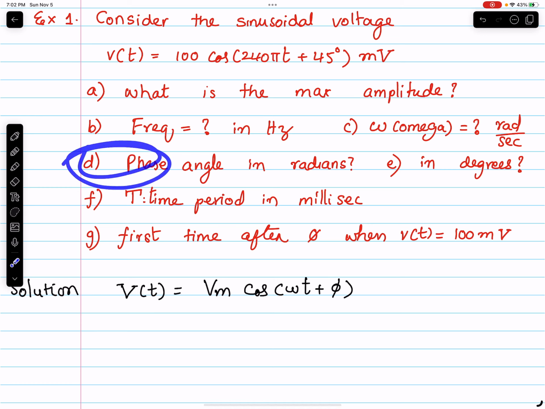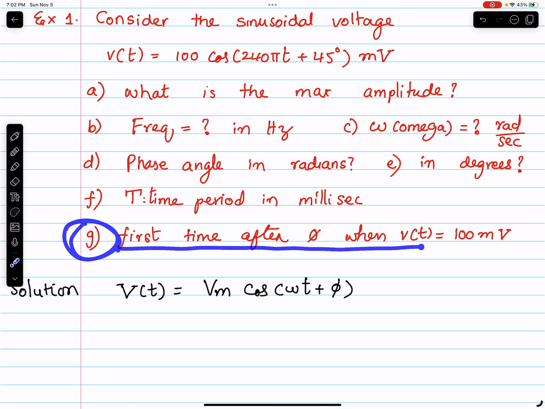What is the phase angle in radians? What is the phase angle in degrees? You're expected to find the time period and the first time after 0 when the V voltage becomes 100 millivolts. Okay, all of these are pretty straightforward. A little bit of thinking is needed for number G, but let's solve those.